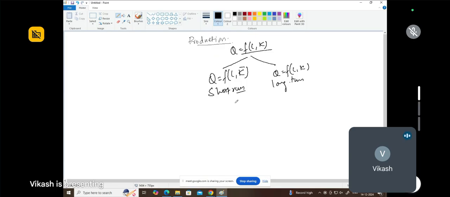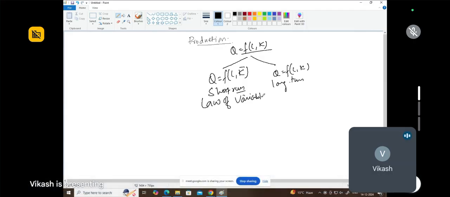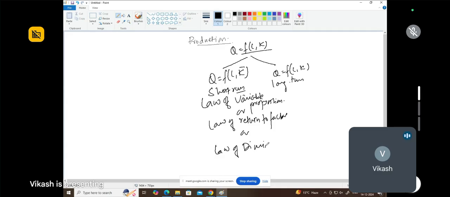So under this short run theory, we have discussed the law of variable proportion. Also known as the law of returns to factor, and also known as the law of diminishing return. So there are three names by which we have understood the short run production function.